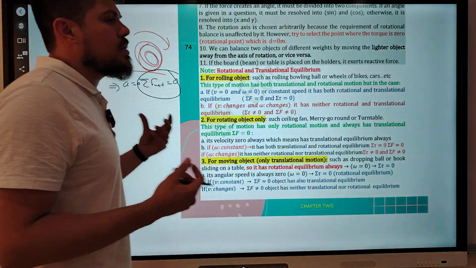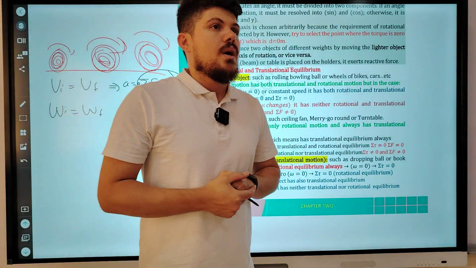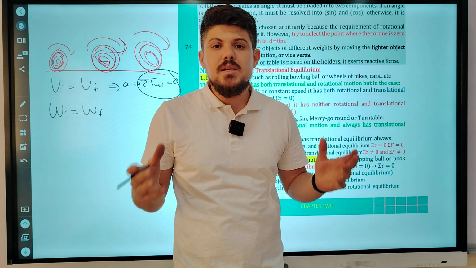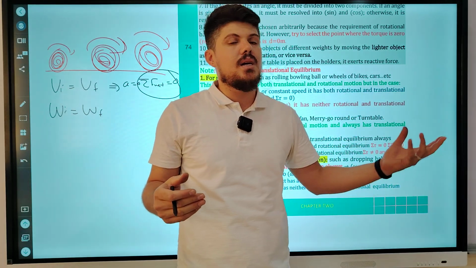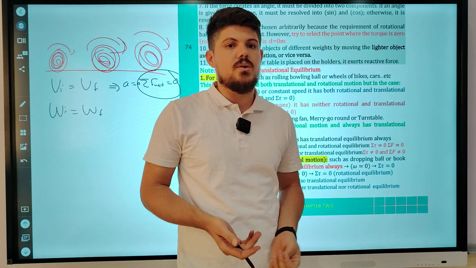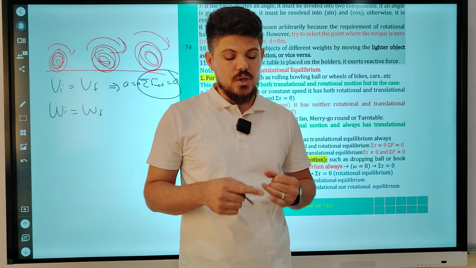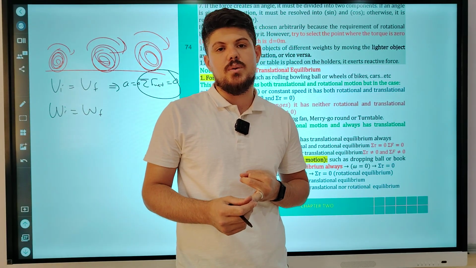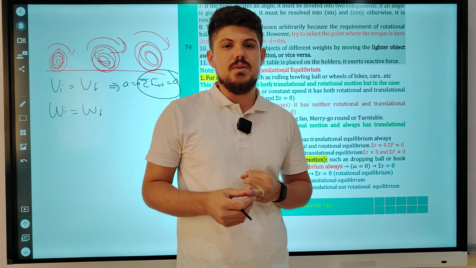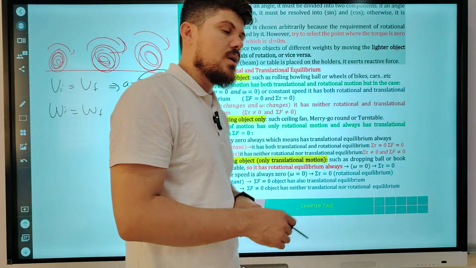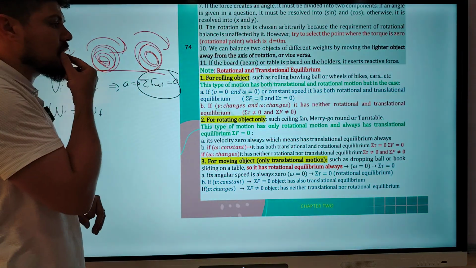So, if the question asks you, when the bicycle is moving with a constant speed, which type of equilibrium does it have? The bicycle has both rotational equilibrium and translational equilibrium. Why? Because its velocity is constant. Also, its angular speed is constant.